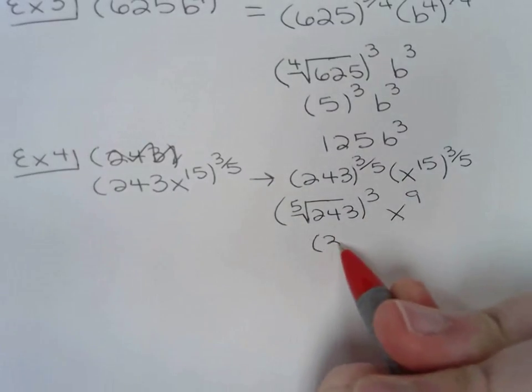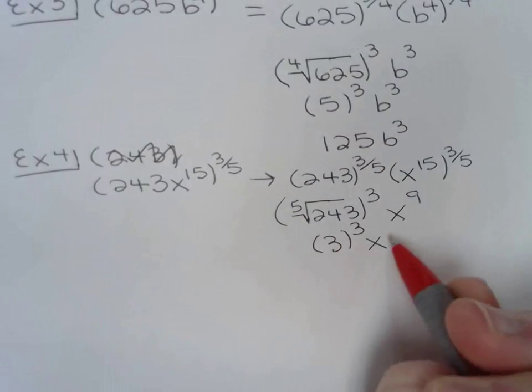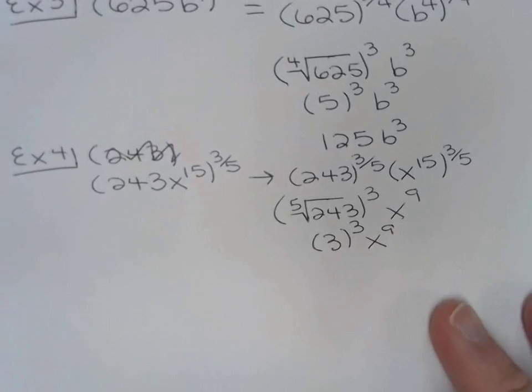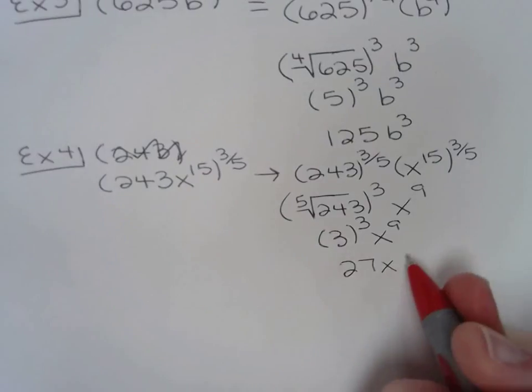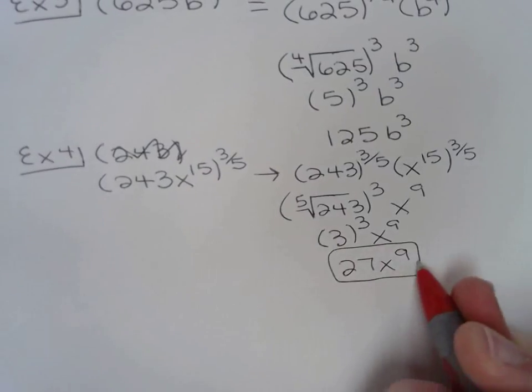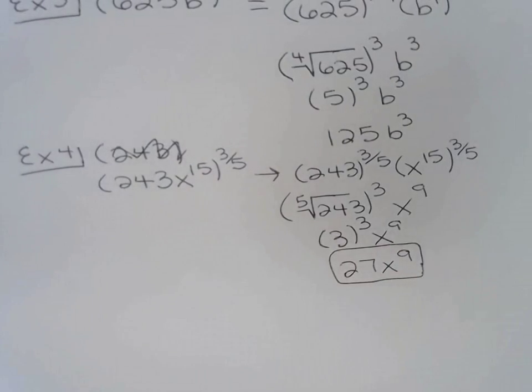So it is the 3 to the third, x to the 9th, because the fifth root of 243 was 3. And what's 3 to the third? 27. So 27x to the 9th. So make sure you simplify each part separately. Okay, any questions on that?